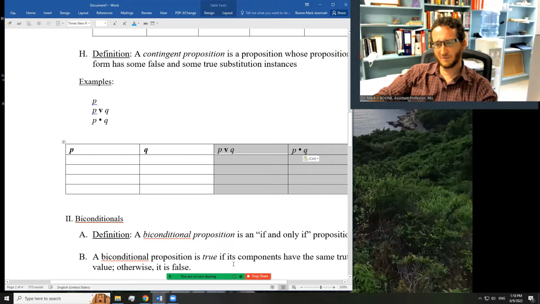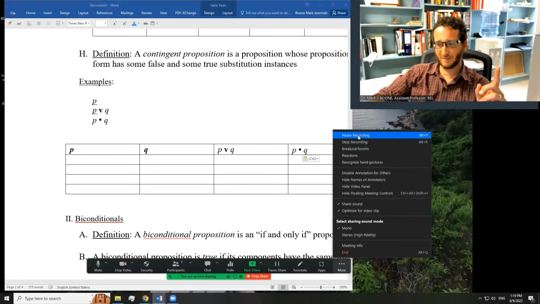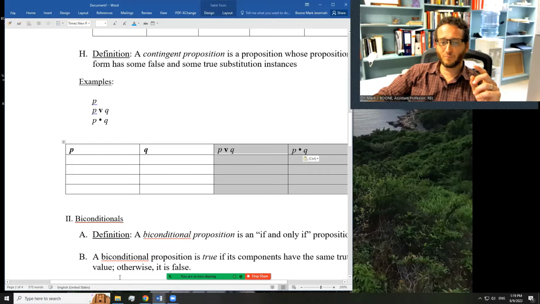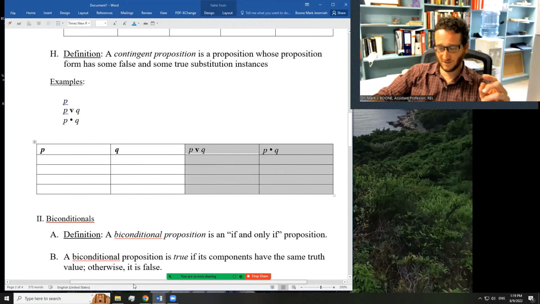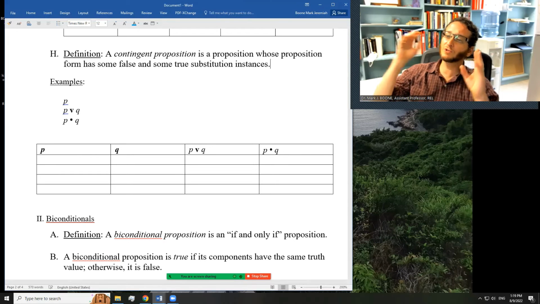Hang on, let me think. What did I just tell you about contingent propositions? Was I talking about propositions or proposition forms? A propositional form can be contingent if some propositions. Oh, yes, that's well put. I like how it's written here. Let's go with that. A contingent proposition is a proposition whose proposition form has some false and some true substitution instances. Yes, that's right.